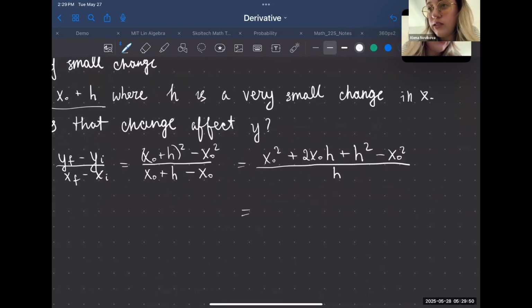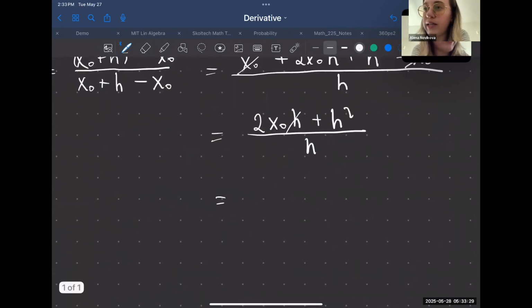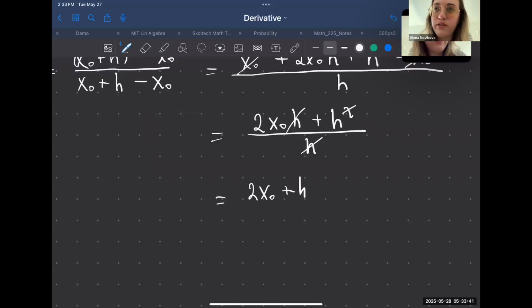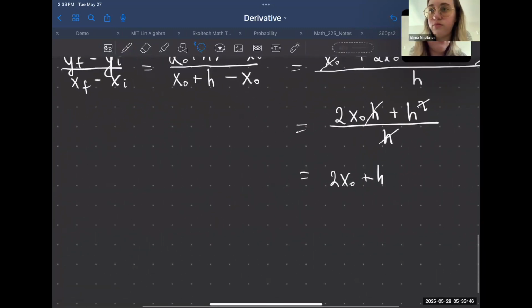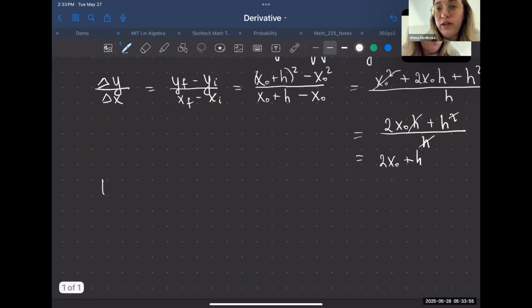And finally, these two also cancel, so we're going to have 2x naught h plus h squared over h. And we can simplify this expression further by canceling out all the extra h's. So finally, we're going to have 2x naught plus h. Okay, this is our final expression for the rate of change of delta y compared to delta x.